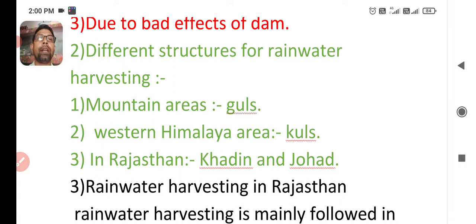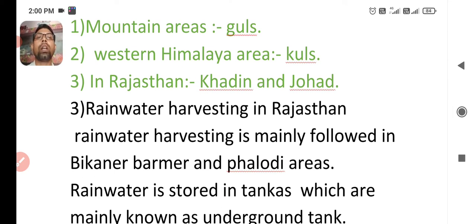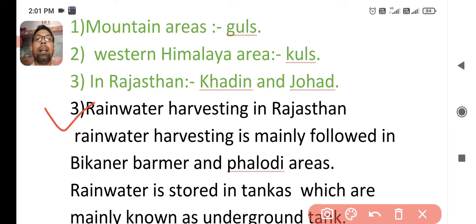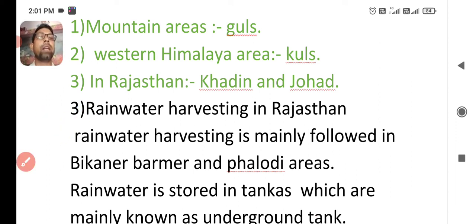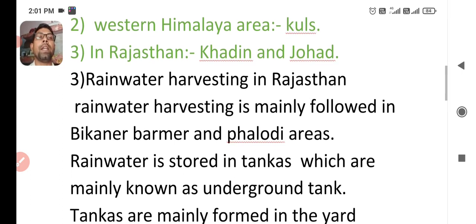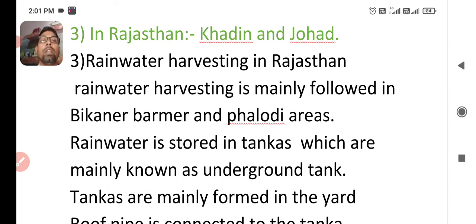And the next point of today is rainwater harvesting in Rajasthan. This is the major point of the lesson. There will be a 5 marks question in the exam. How can we say that rainwater harvesting in Rajasthan is very useful for the people of this area? So now the first point of this major point is that in the Bikaner, Barmer and Phalodi areas, rainwater harvesting is mainly followed.